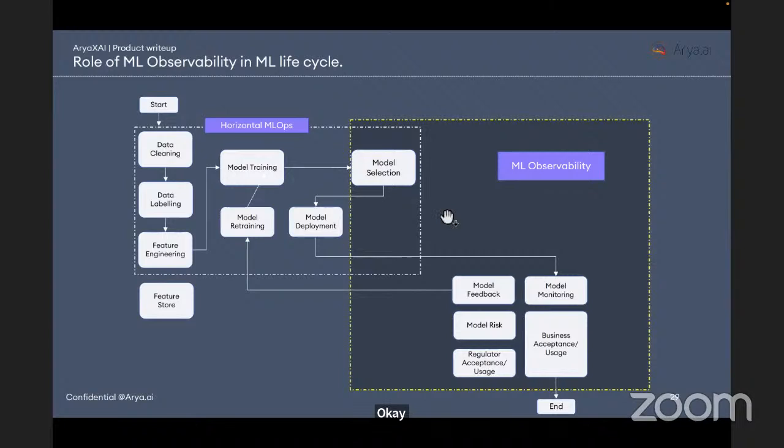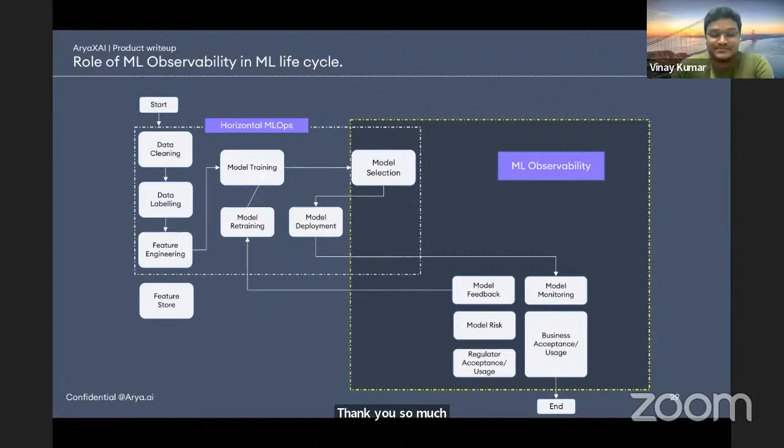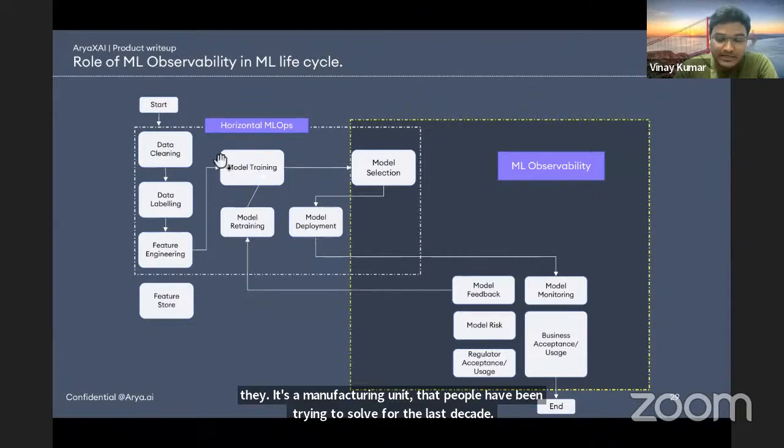No issues. Yeah. So, okay, just redoing the pitch. What we are seeing is MLOps has democratized model building today, right? It's the manufacturing unit that people have been trying to solve for the last decade, for example. So this is now a solved problem, or at least a nearly solved problem.